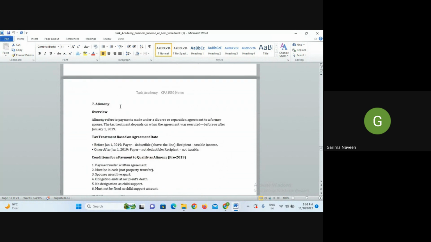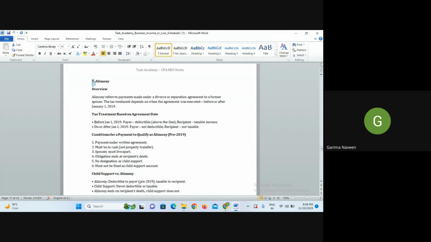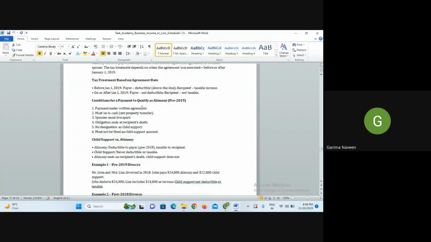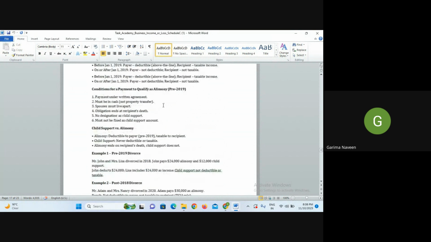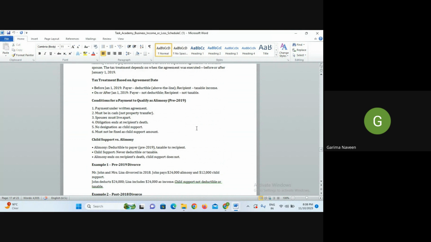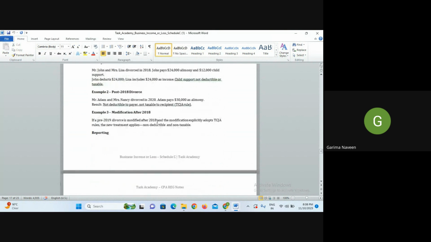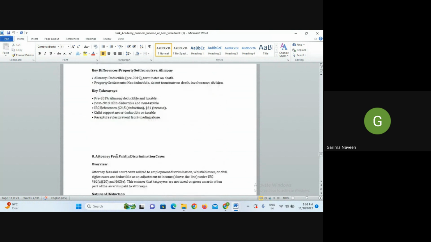Alimony, I think we already discussed it multiple times. So if you are paying some alimony to your spouse, but the divorce should be before 2019, then you can take a deduction for the amount paid. But if it is after 2018, meaning post 2018, then there is no deduction allowed. And also if somebody is receiving the alimony, then he or she does not have to pay any tax on the alimony. Child support and property settlement, these are never deductible and never included in the taxable income.